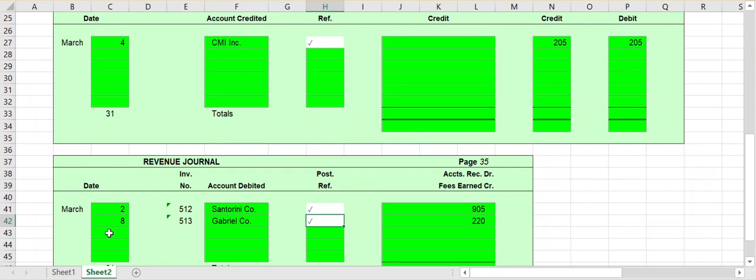So on the 12th, $845, and it's to Yarnell Inc. Ask yourself the question, does this transaction affect accounts receivable or accounts payable? It does. We have a value in the column that's affecting accounts receivable, which means that it has to be posted to our accounts receivable subsidiary ledger, so it gets that check mark.